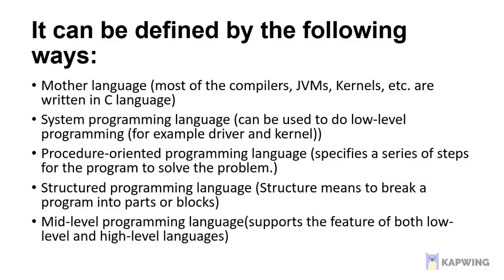Next, C is called a procedure-oriented programming language. Why do we call it procedure-oriented? Because procedure means function, method, routine, subroutine. These are all procedures, and C follows a specific series of steps for the program to solve a problem. It follows a step-by-step procedure, so we call C a procedure-oriented programming language.